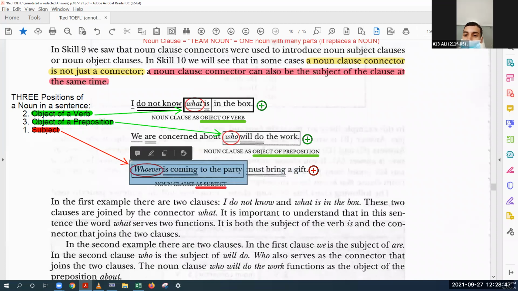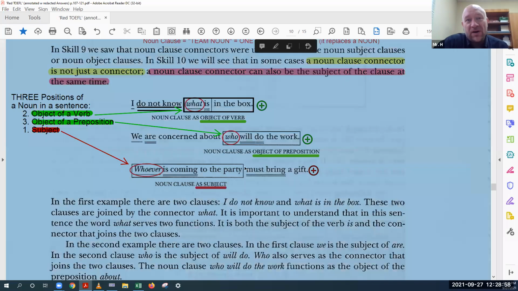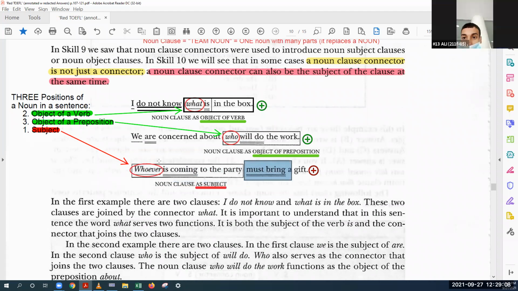Whoever is coming to the party. That's right, all of this. Okay. Whoever is coming to the party, all of this. All right. So now, if that's your first subject and that's the first verb, where's the connector? Whoever. Yes. And then?